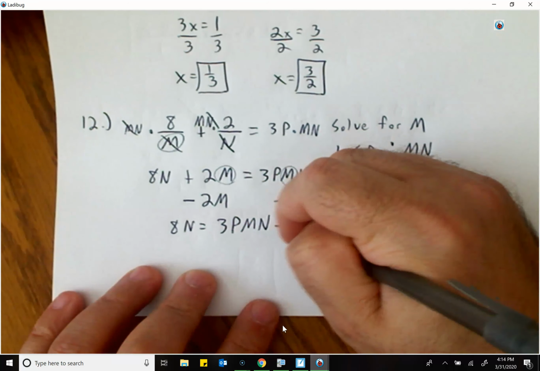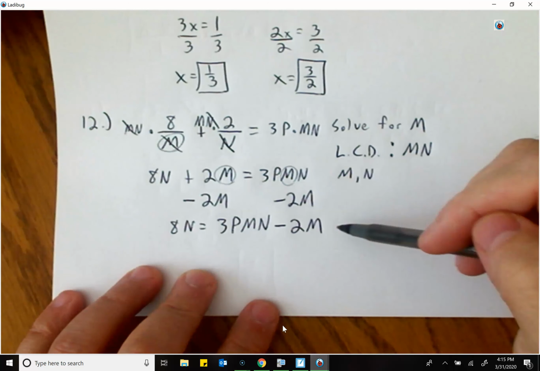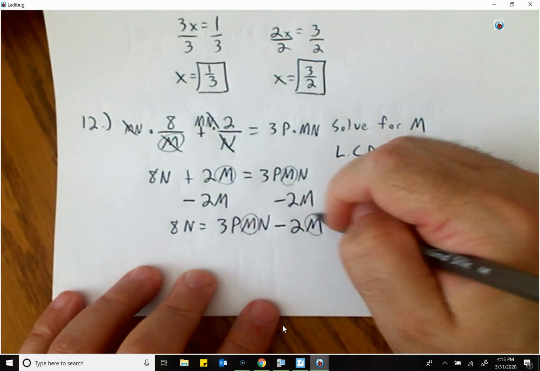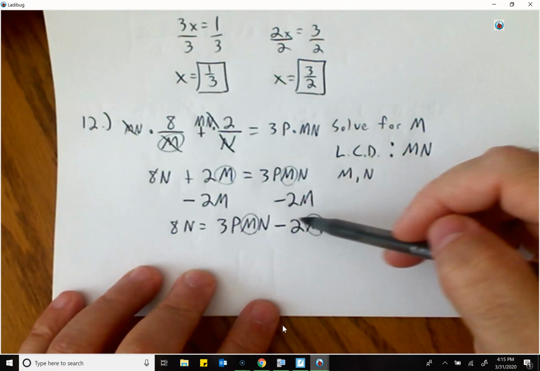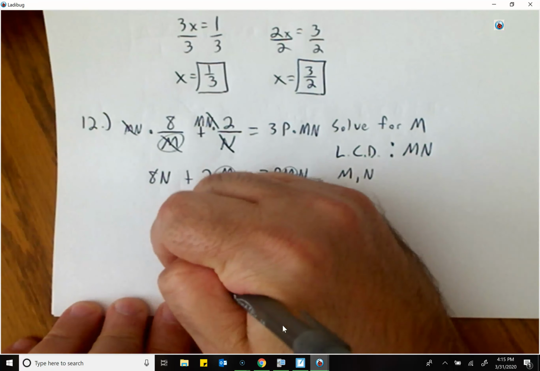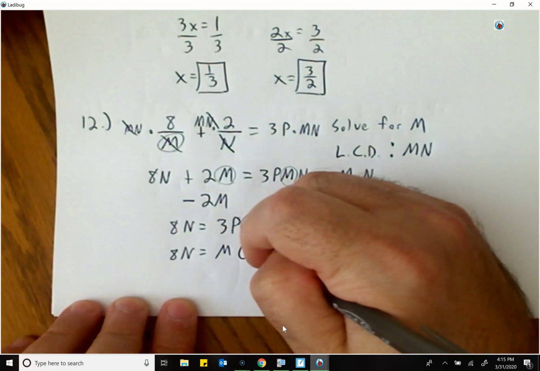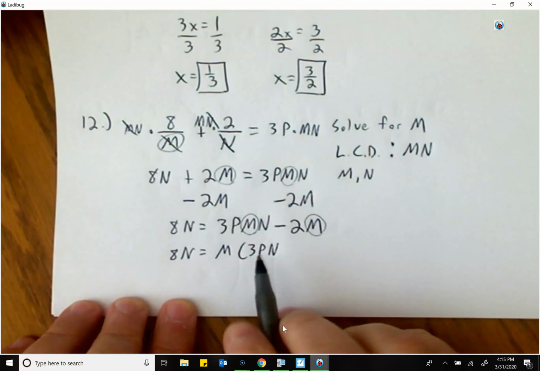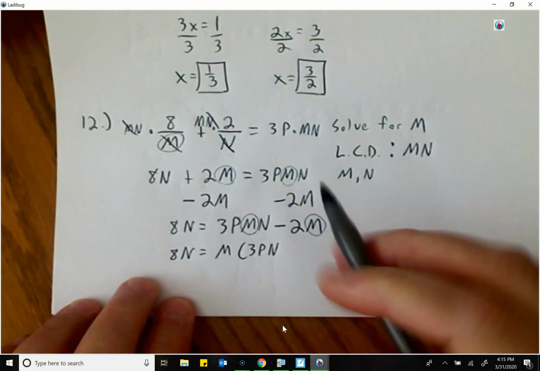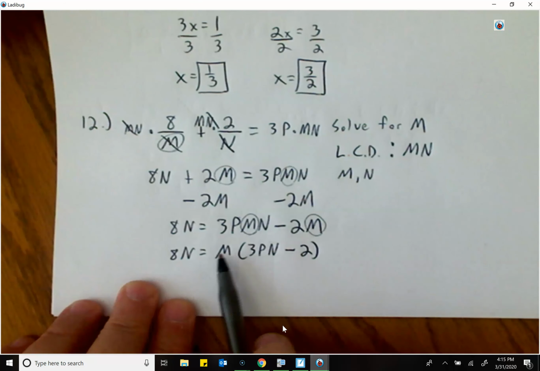3pmn minus 2m. See how we have all the m's on one side? And look, both of these terms have an m in common. Pull that out. That's a GCF. So if I pull m out, I get 3pn, because I took the m out of that, minus 2, because I took the m out of that guy.